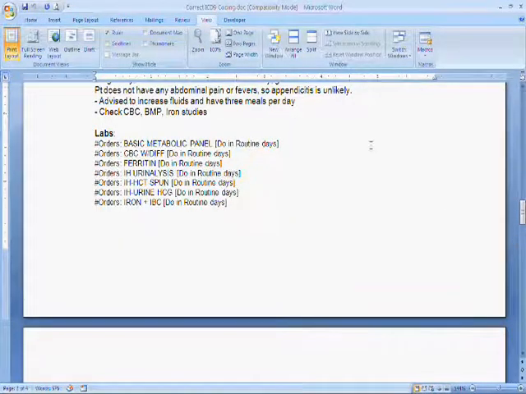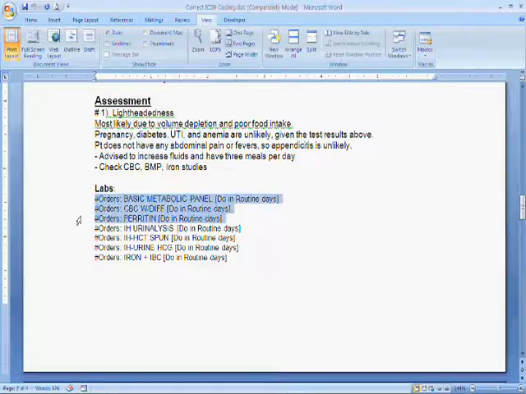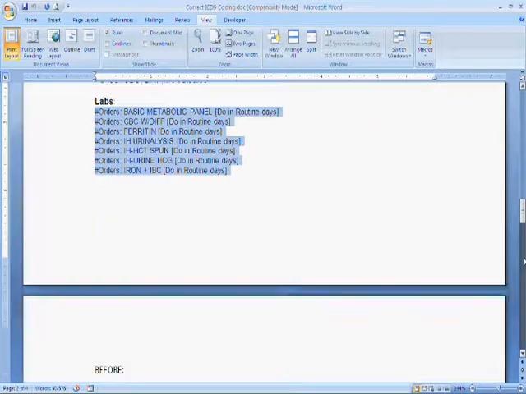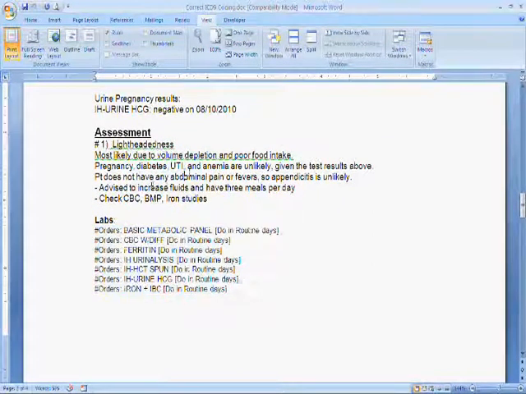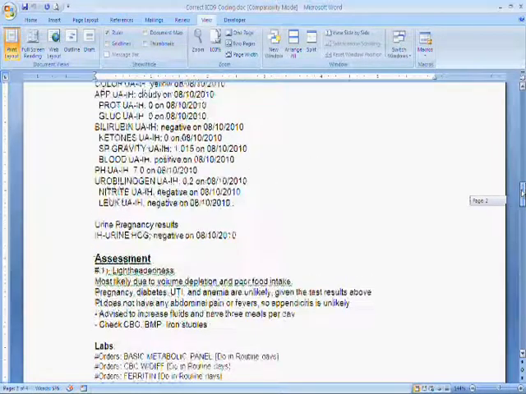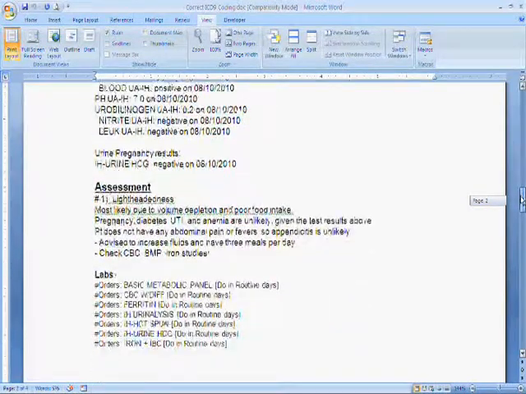Right here you can see kind of an advantage of doing an EMR is that I've got all the orders that are listed here, and so it's pretty easy to see what's being done. But it's also up here. Check CBC, BMP, and iron studies. And then above, you can't see it very well here, but above you can see that there was a UA. They did a hematocrit. There was an HCG done to see if there was pregnancy.